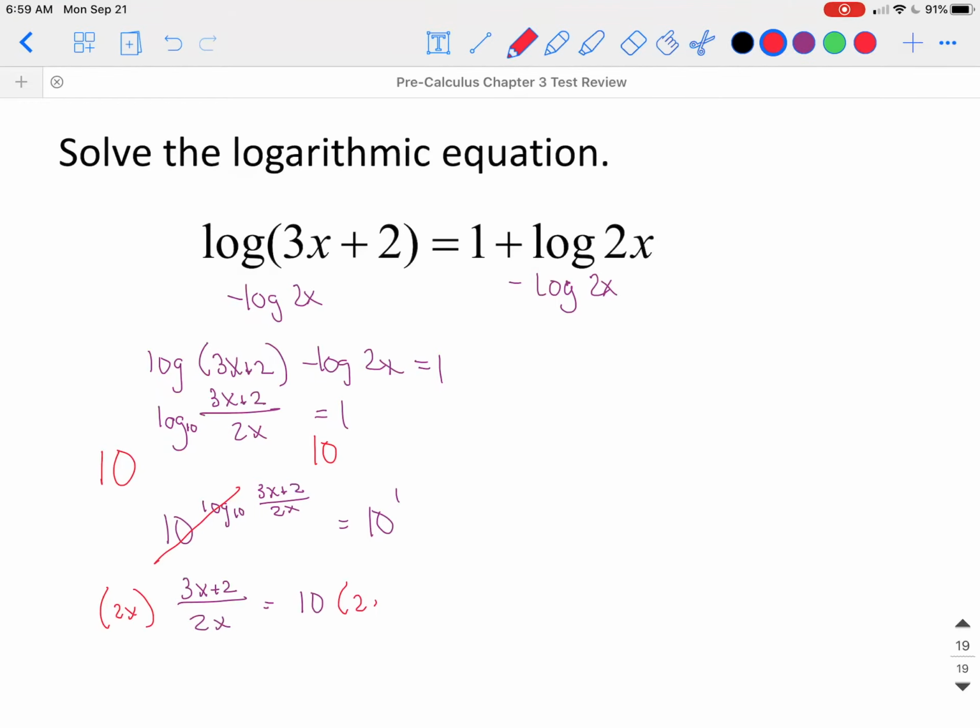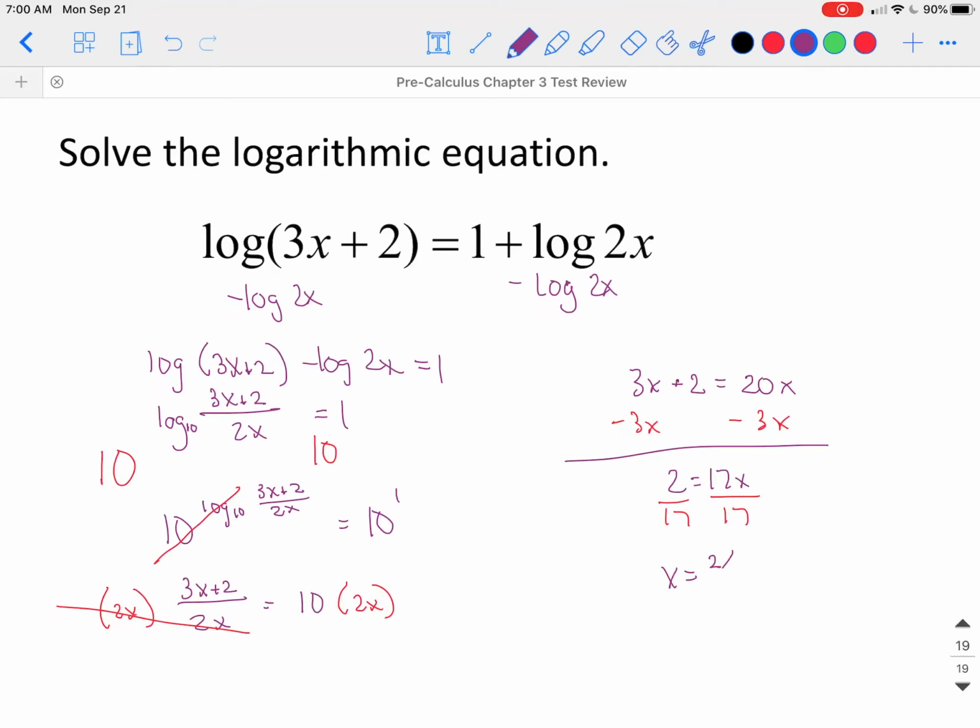We can multiply both sides by 2x to get that out of the denominator. And we're going to have 3x plus 2 is equal to 10 times 2x, which is going to give us 20x. To solve for x, we can subtract the 3x from both sides. Right now we have 17 times x. The opposite of multiply is divide. And we're going to get that x is equal to 2 over 17.